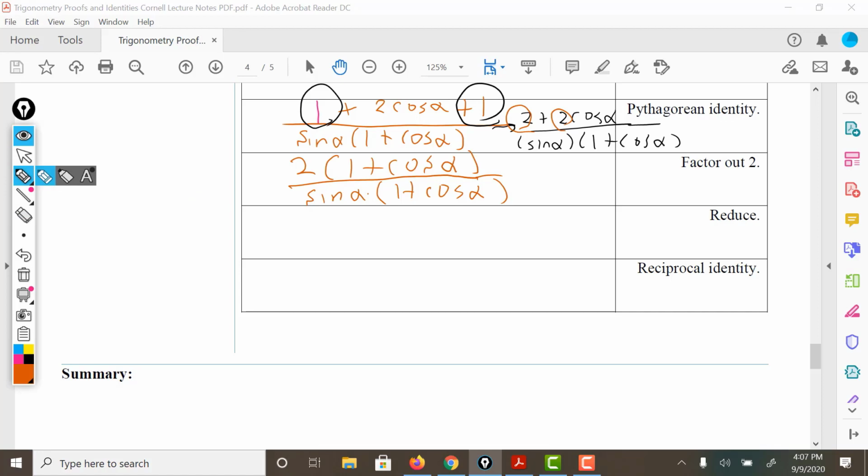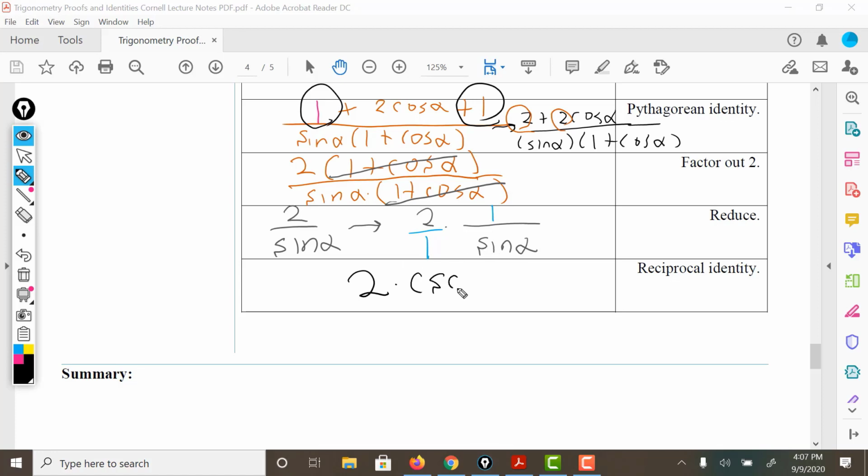Okay, great. Look what happens here. This is amazing. This is the same as the bottom one, so these cancel out completely. I'm going to separate this. The 2 is on top and the sine is on the bottom. This over 1, this over 1. 2 over 1 is 2, and 1 over sine is cosecant.